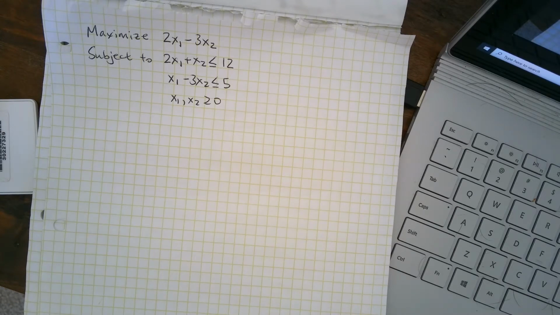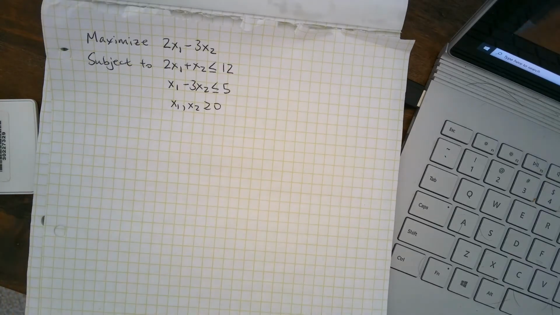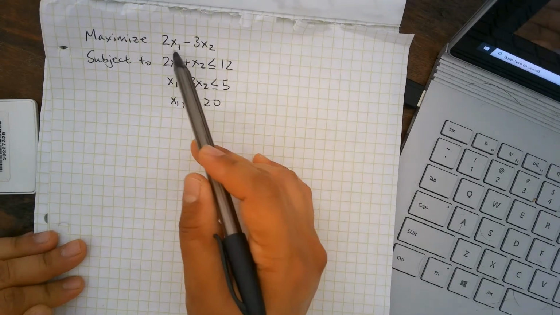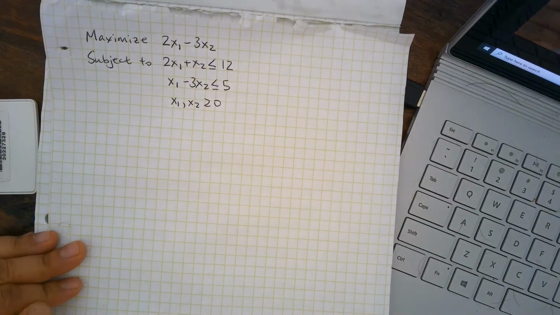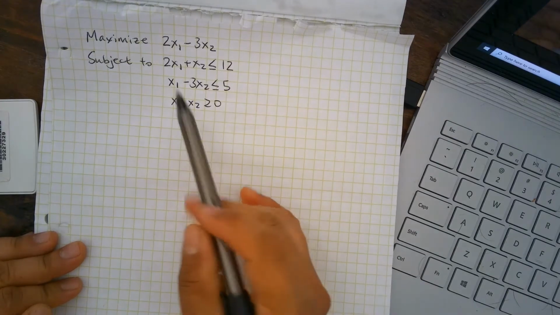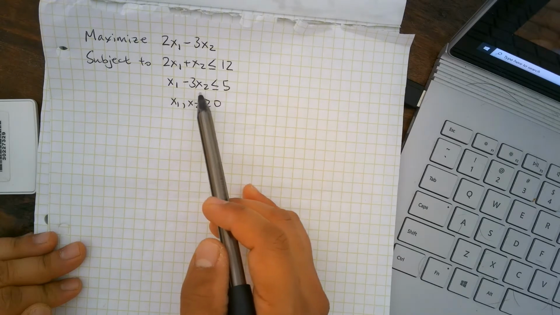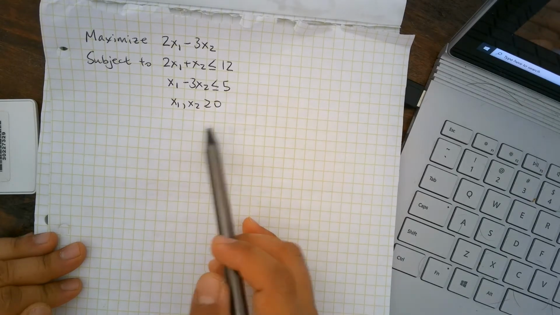So let's look at this problem, which is given to us already in variable format, so we don't have to worry about translating from words. We're maximizing 2x1 minus 3x2, and we've got some conditions. 2x1 plus x2 is less than or equal to 12, x1 minus 3x2 is less than or equal to 5, x1 and x2 are both non-negative.